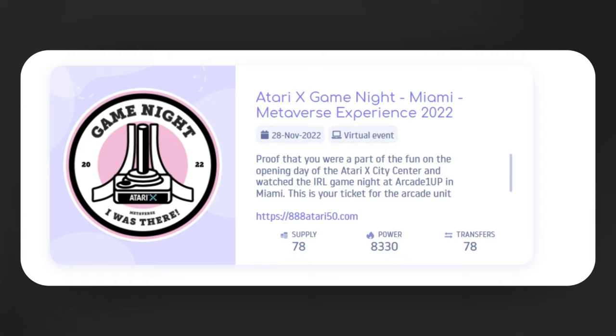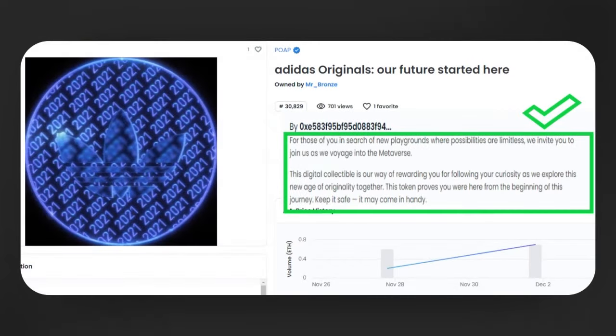Here's Atari. Here's an example of their Poap that they had. This is recently in 2022. They dropped this on 28 November. And because you attended a virtual event, a game night, and that was sponsored, you got this little Poap. Adidas says this, there's a Poap they have. "For those of you in search of new playgrounds where possibilities are limitless, we invite you to join us on a voyage into the metaverse." Again, that's why I'm here. These big companies are using these digital collectibles as a way of rewarding you for participating and remembering.